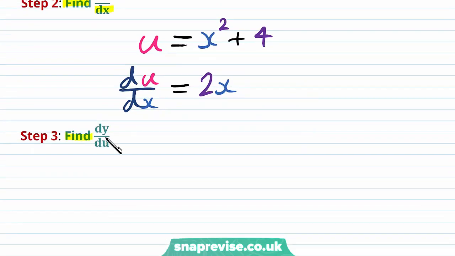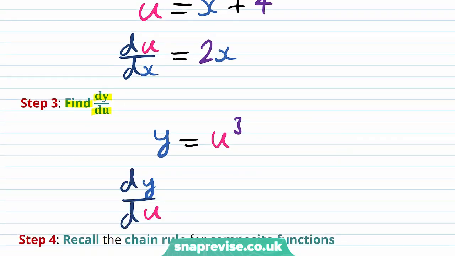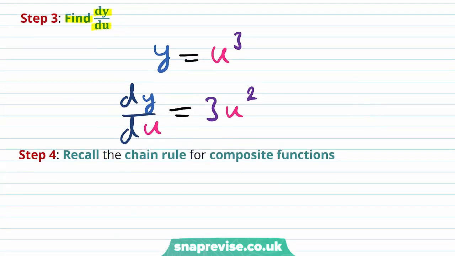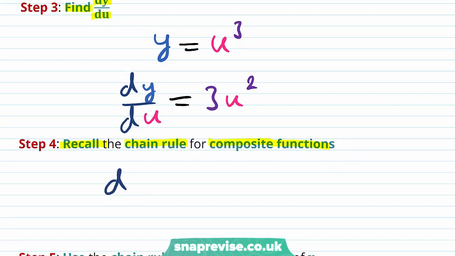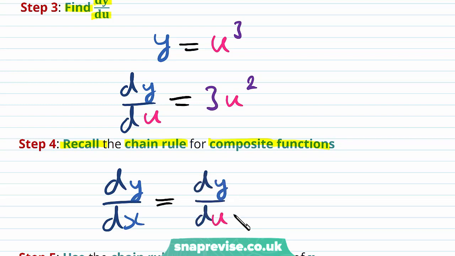Our third step is to find dy by du. We have that y in terms of u is y equals u cubed. And so dy by du is going to be equal to 3 multiplied by u squared. Our fourth step is to recall the chain rule for composite functions. If we want to calculate dy by dx, then we can do this by introducing a new variable u in terms of x, and we get that dy by dx is equal to dy by du multiplied by du by dx.